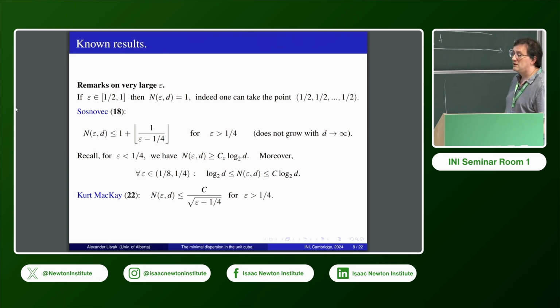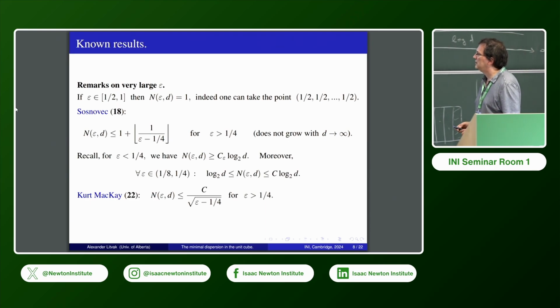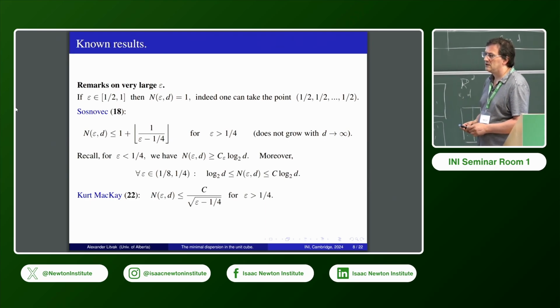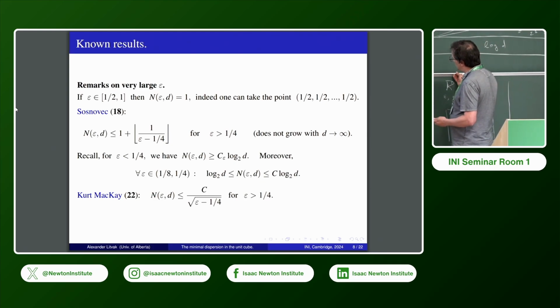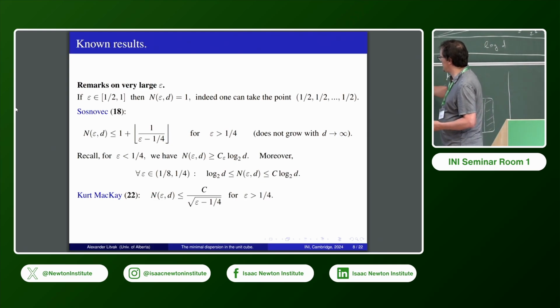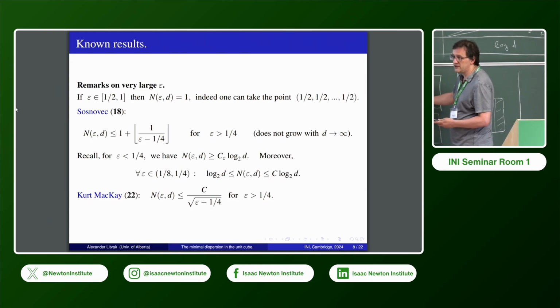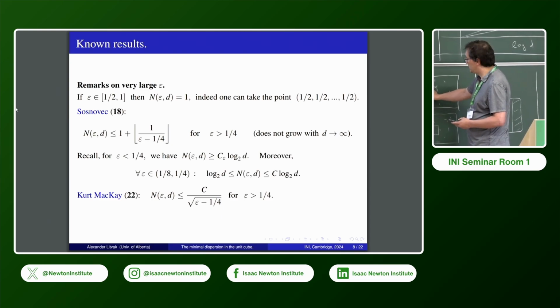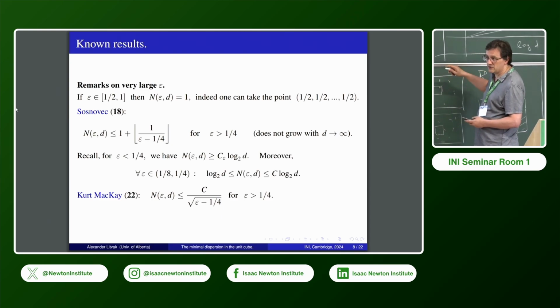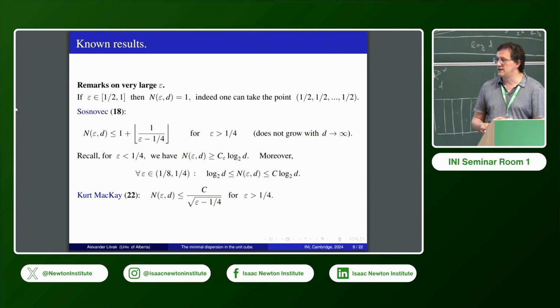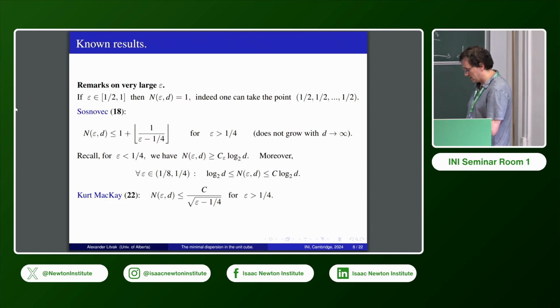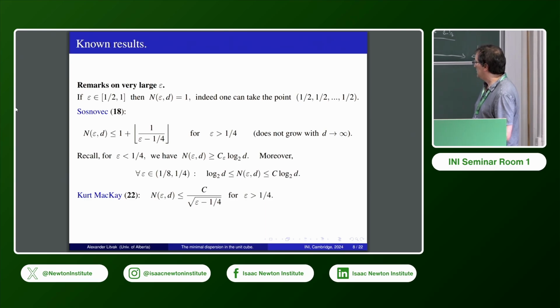So could you remind us, this capital N of epsilon and d, what is it? It's the minimal number of points such that there exists a configuration such that any box of volume larger than epsilon contains at least one.